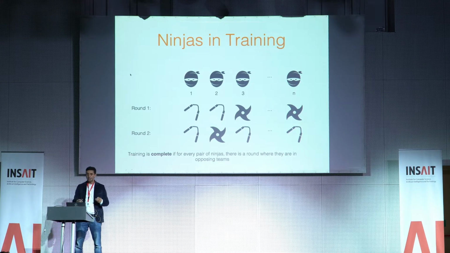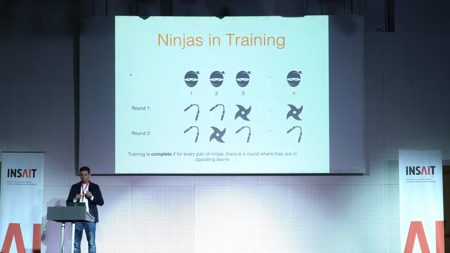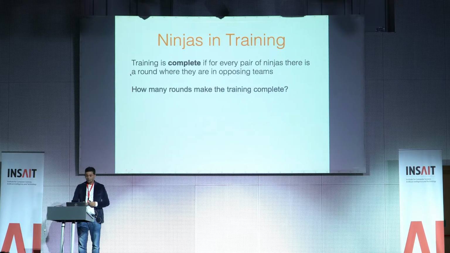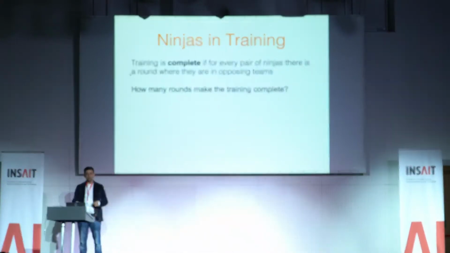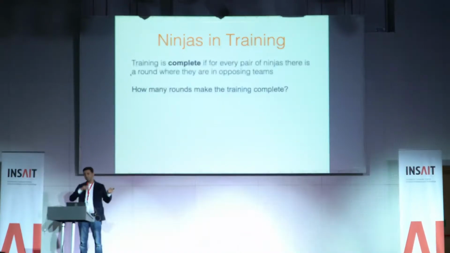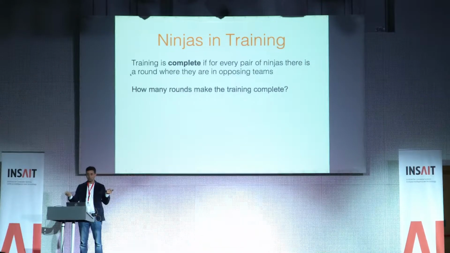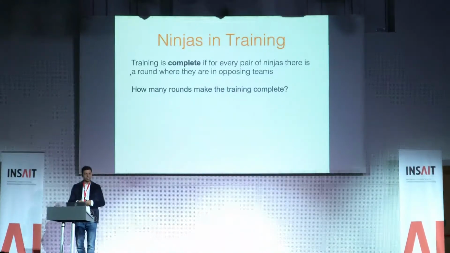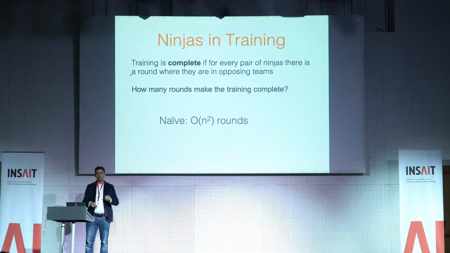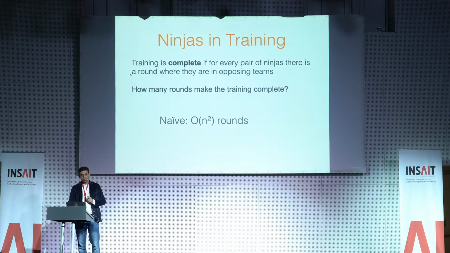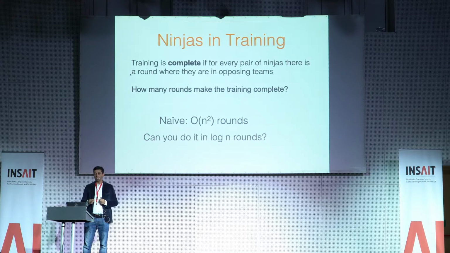And you say that the training of these ninjas is complete if for every pair of ninjas, there is a round where they were in opposing teams, where they were given different weapons. So in each round you put the ninjas in two different teams, and training is complete if for every pair of ninjas, there was some round in which they were on opposite teams. So how many rounds do you need to make the training complete? Well, a naive approach is you need order n squared rounds. For each pair of ninjas, you have a round in which they are in different teams. But it turns out you can actually get a complete training in log n rounds.